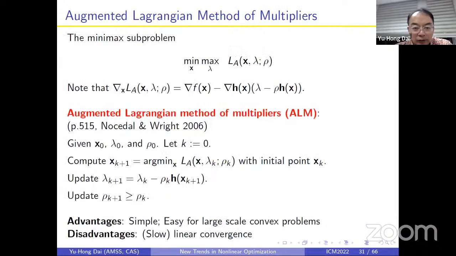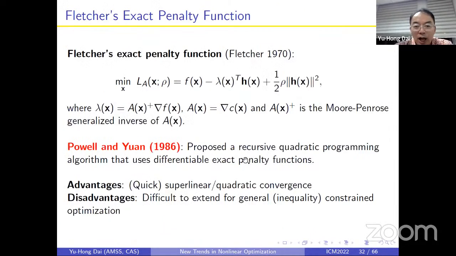By this augmented Lagrangian function, we can design the so-called augmented Lagrangian method, or method of multipliers here. It's very simple and very easy for large scale convex problems. And if we choose this explicit formula for the Lagrange multiplier, then we can get Fletcher's exact penalty function. But it's very difficult to extend this exact penalty function to inequality constrained optimization.